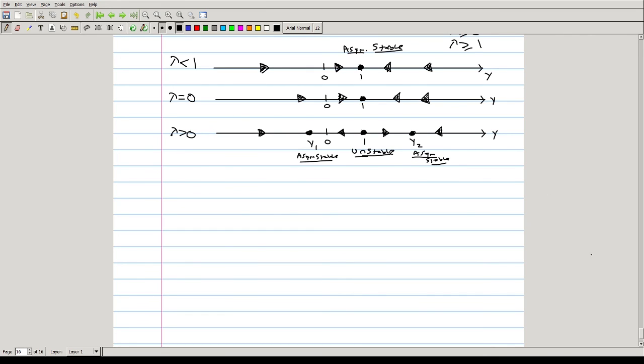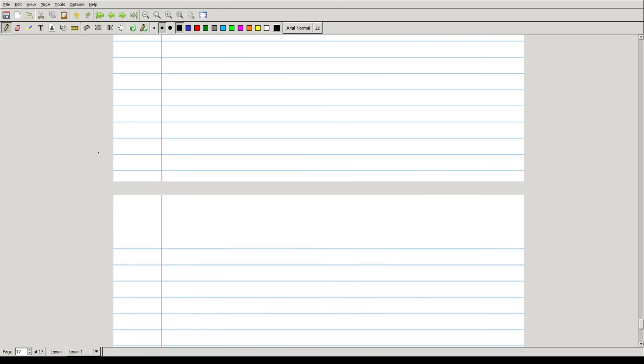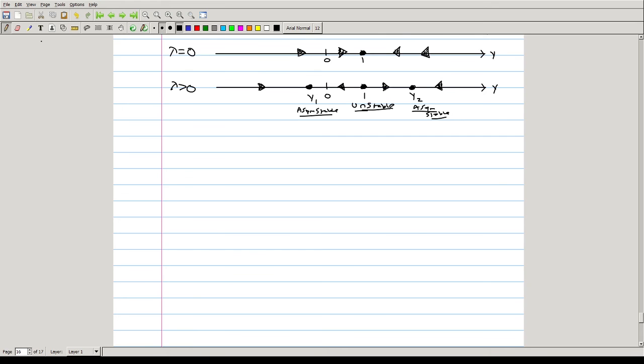So these are what the phase line diagrams look like for this bifurcation problem. And we can go through and really see what's going on here, and why this is called a pitchfork bifurcation, when we look at the bifurcation diagram.